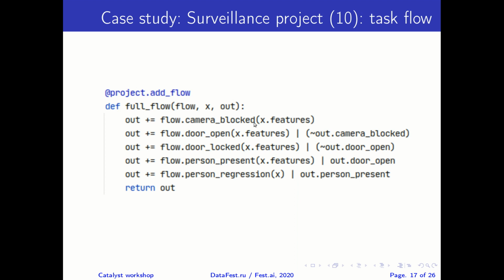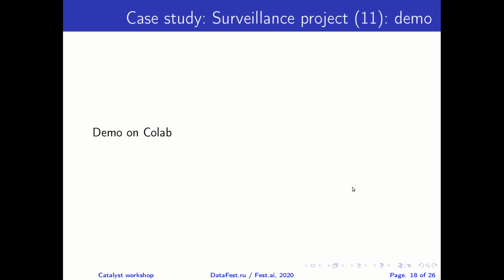So first we predict if the camera is blocked, then we predict if the door is open, given that the camera is not blocked. Then we predict if the door is locked, given that the door is not open, and then we predict if a person is present, given that the door is open, and finally we do the person regression task, given that the person is present. So now let's have a look at a quick demo of a Jupyter Notebook and we'll continue.